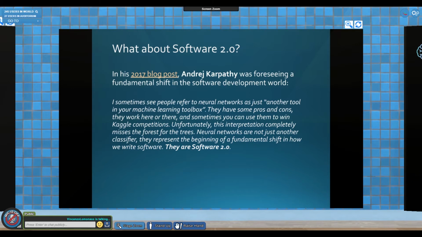Neural networks are not just another classifier. They represent the beginning of a fundamental shift in how we write software. They are software 2.0." So the idea that Karpathy is trying to convey here, in 2017, is that maybe we are moving in another direction for software development.